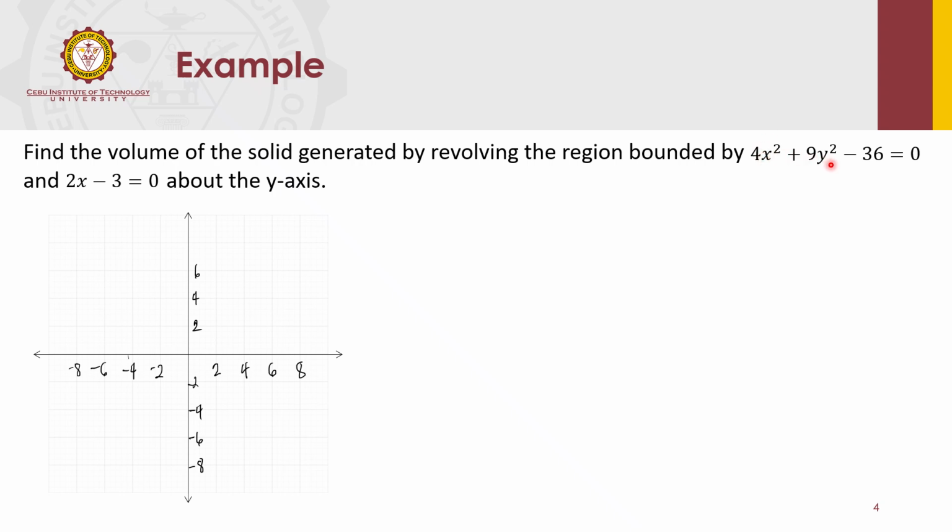If the coefficients are different, or the same but the operation is subtraction, then it represents a hyperbola. So for this ellipse, we're going to locate the center and the four vertices on the ellipse using the standard equation. Let's transform this first to the standard equation.